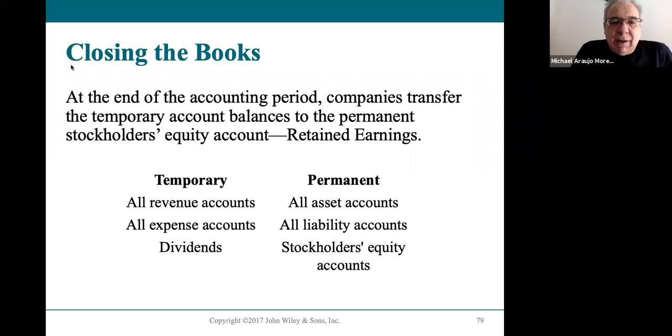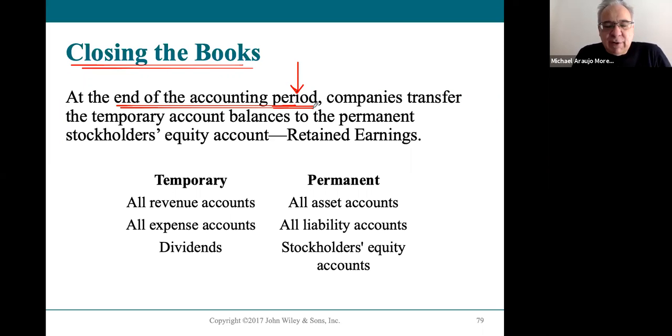The process of closing the books basically allows us to end the accounting period for 1 year and make us ready to begin the new accounting period with new records. The records that we need to keep separate year to year go on the income statement and the retained earnings statement, because that's the reason we're separating things into periods in the first place.